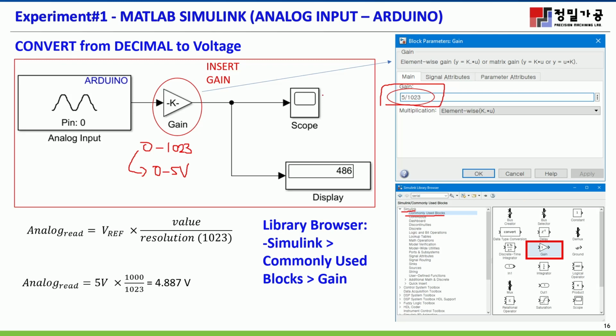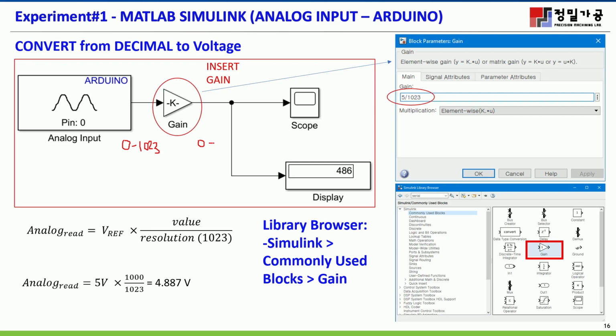This will display 5 volts, the analog voltage from the analog input A0 pin. Okay, I hope you understand this. You just convert the decimal 1023 using this gain.